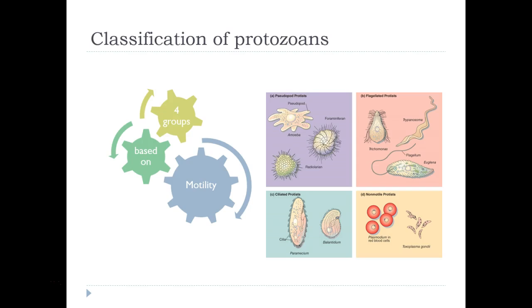So as far as classification goes, there are 4 groups that we're going to look at. One is those that have pseudopods, those that have flagella, those that have cilia, and those that are non-motile. Non-motile means they can't get around on their own, but they do pretty well when they find a host. And we'll see a great example of that with malaria.